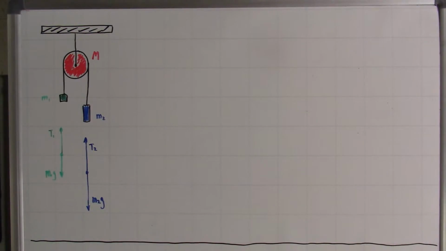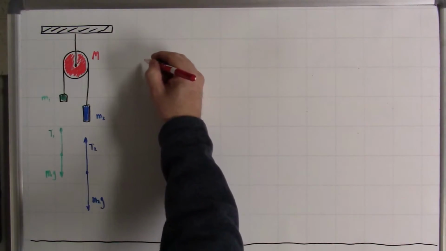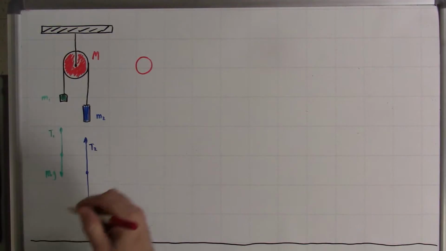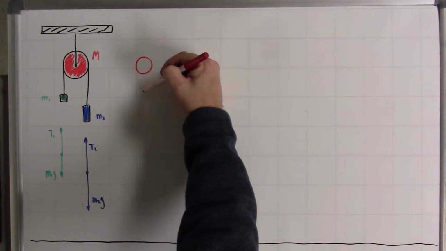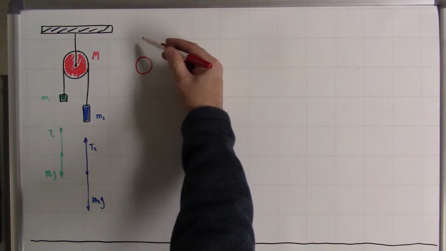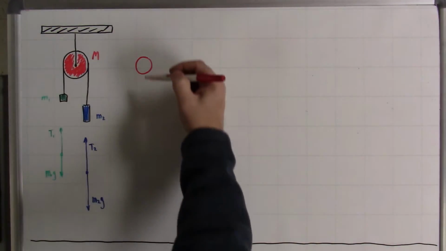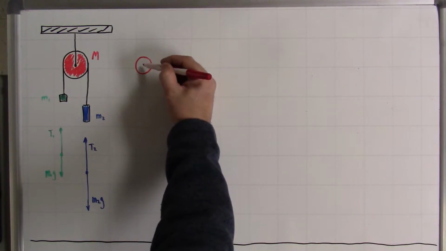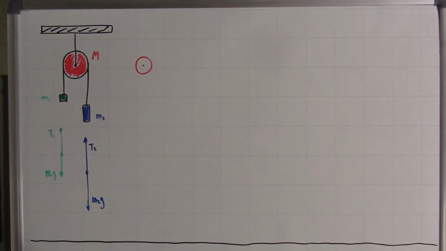Now for the pulley, because the pulley is a rigid object that is free to rotate, we're going to draw it in such a way that we can look at the forces on it. So here's the pulley, rigid object free to rotate. Now obviously the Earth is pulling it down and this support is pulling it up. But because it's not accelerating up or down, I'm actually going to ignore those forces. What I'm going to draw are the forces that are causing it to rotate, so it's the forces that are causing it to accelerate.